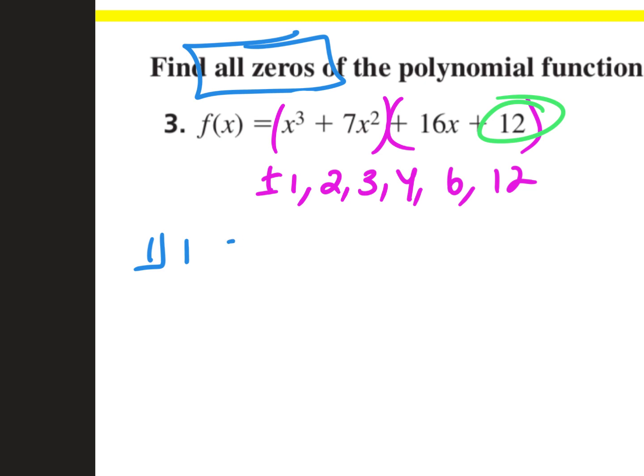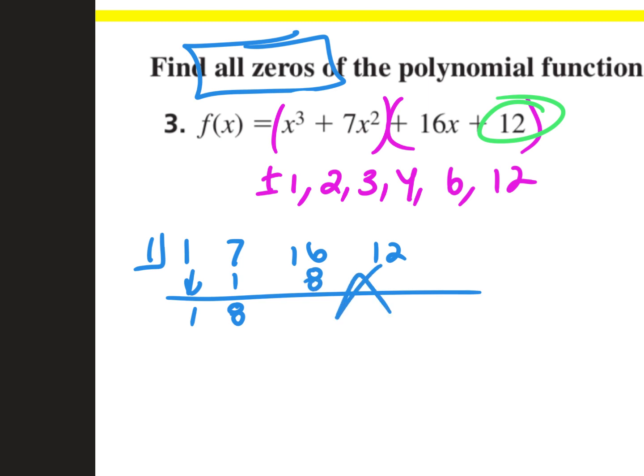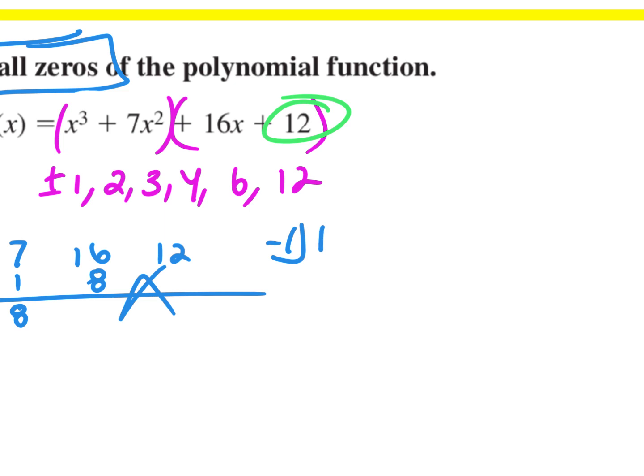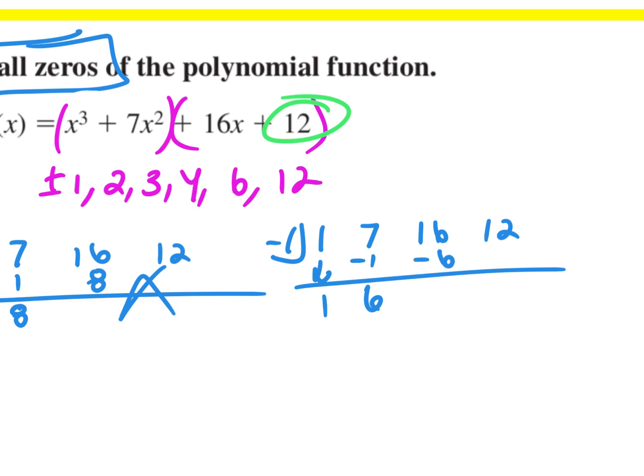So I have 1, 7, 16, and 12. Is everything accounted for? X cubed, X squared, X, yep, okay. So 1 times 1 is 1, 7 plus 1 is 8. 8 times 1 is 8. Is this going to give me 0? No. So stop. Try negative 1. 1, 7, 16, and 12. 1 times negative 1, negative 1. 7 and negative 1 is 6, yeah? 6 times negative 1, negative 6. This gives me 10. Is this going to give me a remainder of 0? No. Okay, let's try 2.